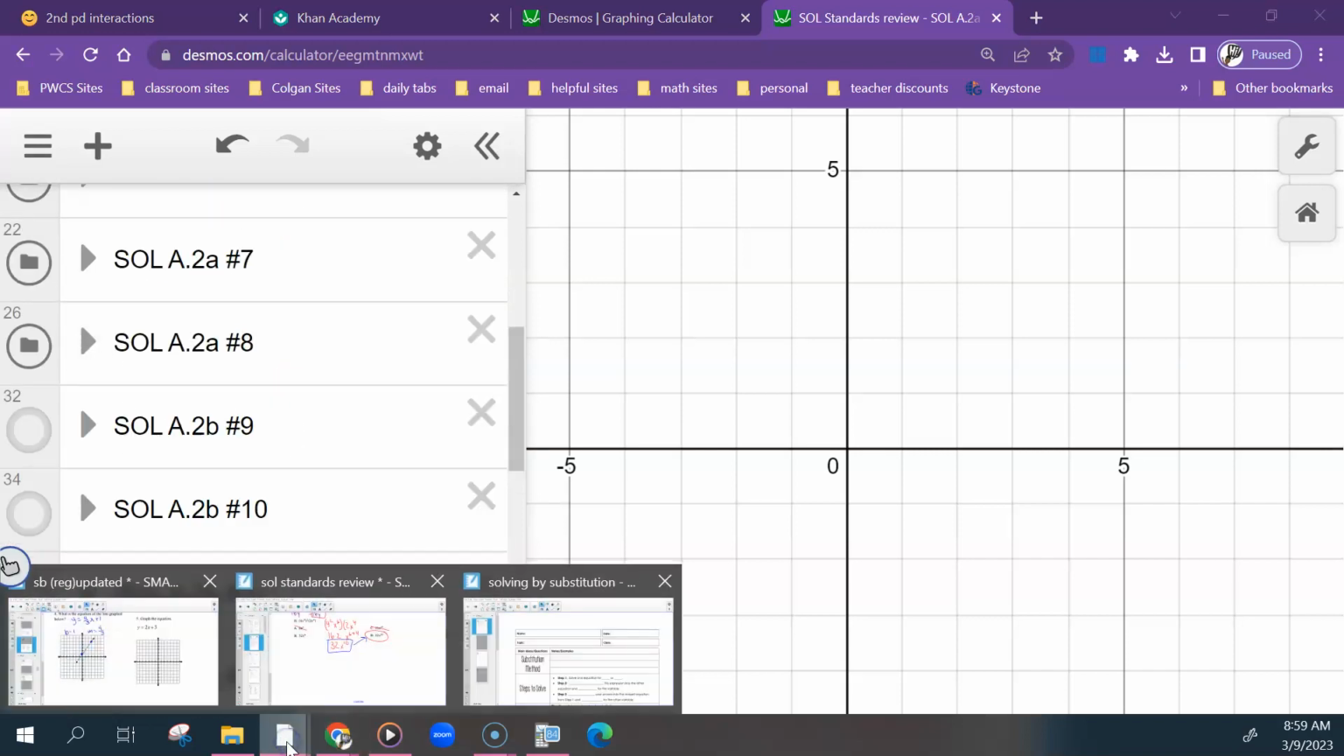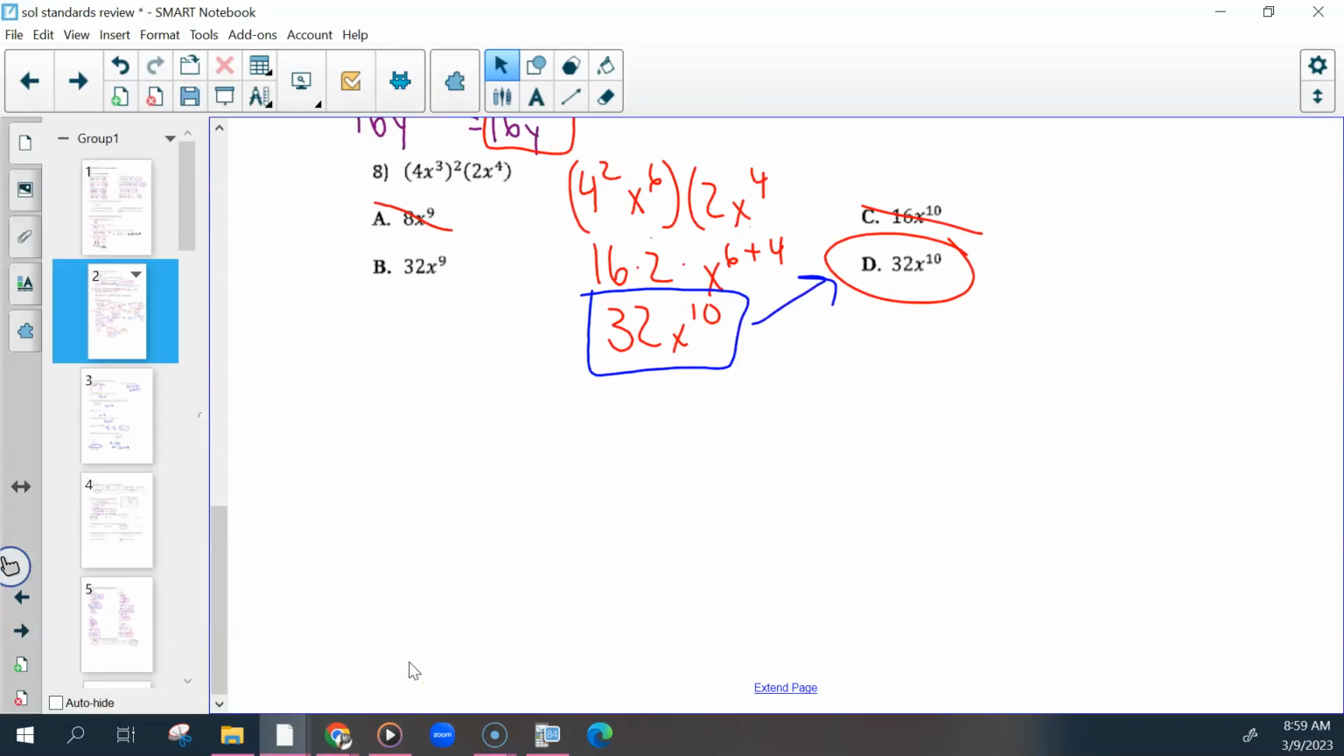Questions on 2A before we talk about 2B?